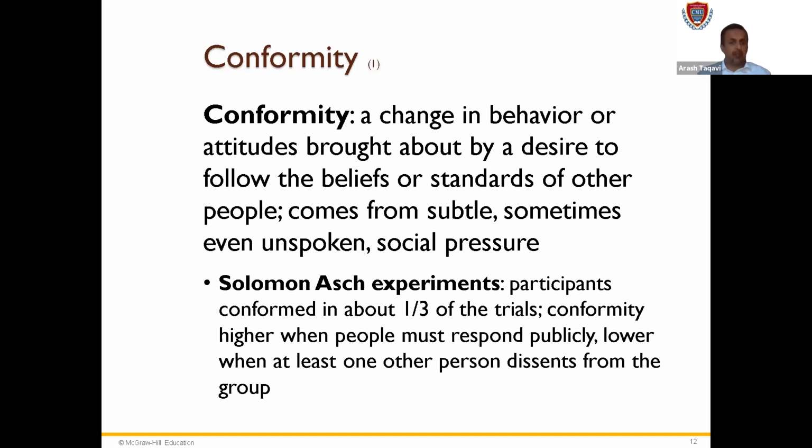So, for behaviors that are shown in public, the rate of conformity is higher. And when you are in private, not in public situations, it lowers the conformity rate. Conformity is also lower when at least one other person dissents from the group. You see that at least one person is different from the group, and not all people are like each other in that group. You see some non-conformist people.